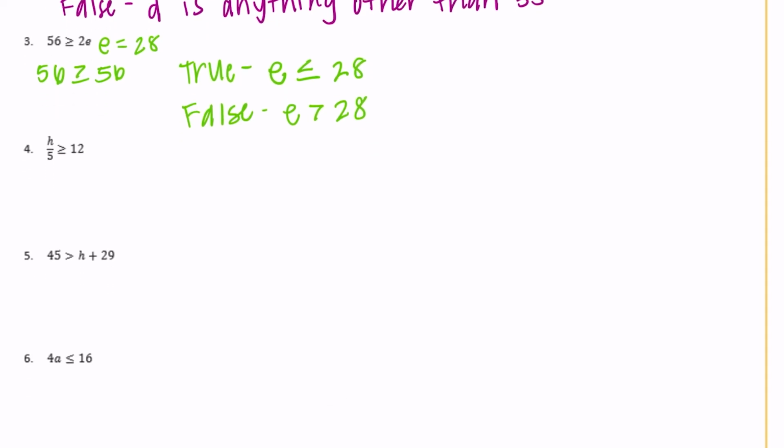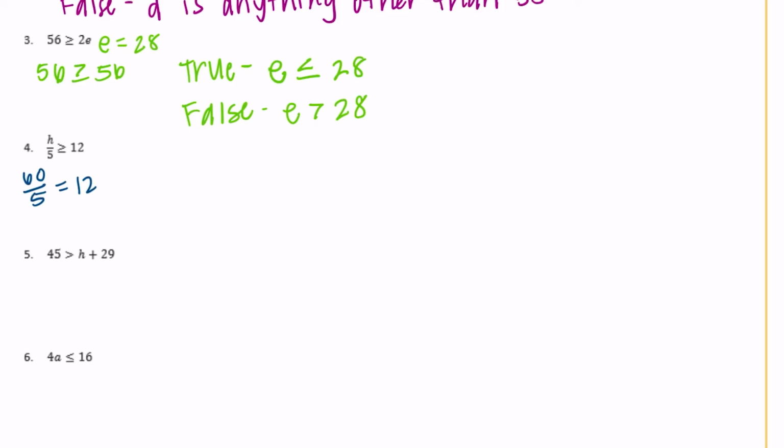And number 4, h over 5, or h divided by 5, either way you want to look at it, is greater than or equal to 12. So what divided by 5 is equal to 12? Let's start there. That will be 60, because 60 divided by 5 is 12. So if we have 60 fifths, that's equal to 12.